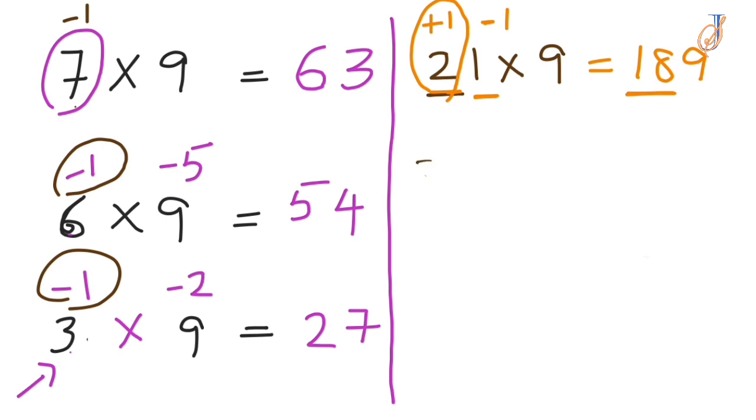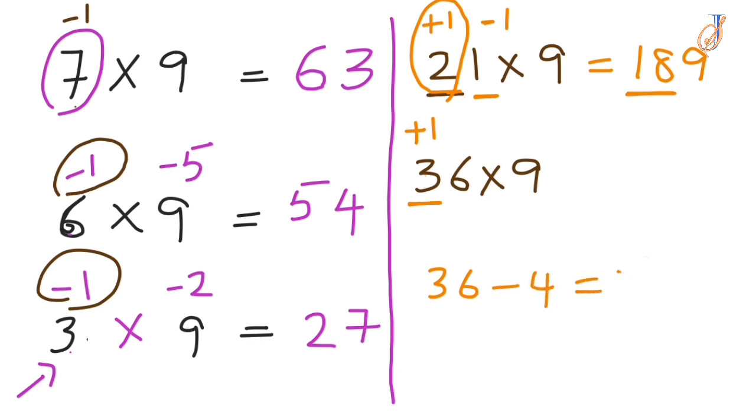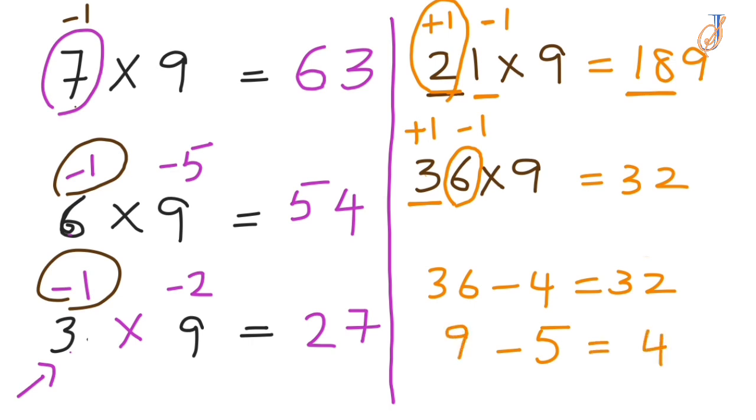We will try one more. 36 times 9. For the 3, you add 1, so you will get 4. Then 36 minus 4 gives 32. Just write 32 here. And then for the 6, you do minus 1: 6 minus 1 gives 5. Subtract this 5 from 9 and you will get 4. Write 4 in your units digit. So this is the way to multiply by 9.